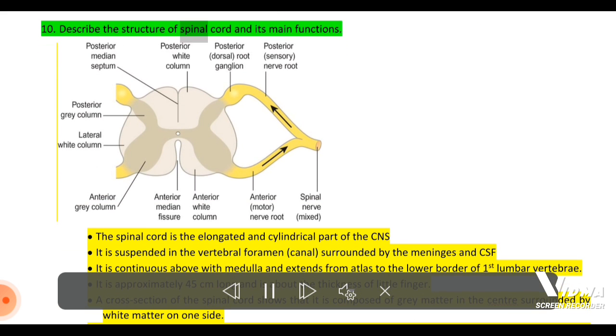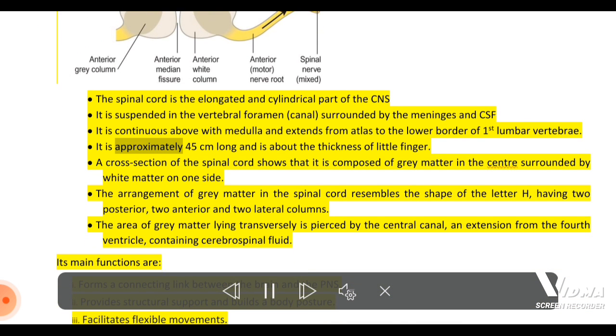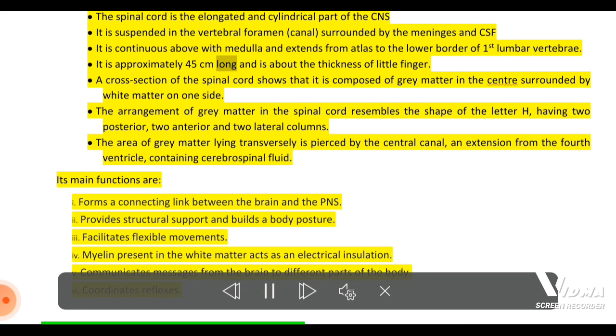Describe the structure of spinal cord and its main functions. The spinal cord is the elongated and cylindrical part of the CNS. It is suspended in the vertebral foramen canal, surrounded by the meninges and CSF. It is continuous above with medulla and extends from atlas to the lower border of first lumbar vertebrae. It is approximately 45 centimeters long and is about the thickness of little finger.